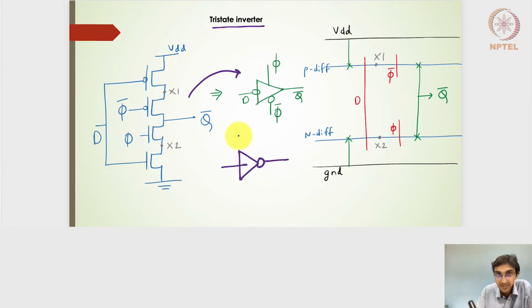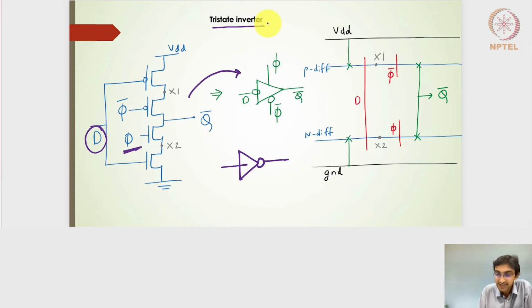Instead of that, for a tri-state inverter, the bubble comes onto the input side, and because it's a tri-state, we in fact have two pairs of signals. One is the input signal, the other one is the clock signal. So the clock signals phi and phi bar are also inherited in the symbol design.